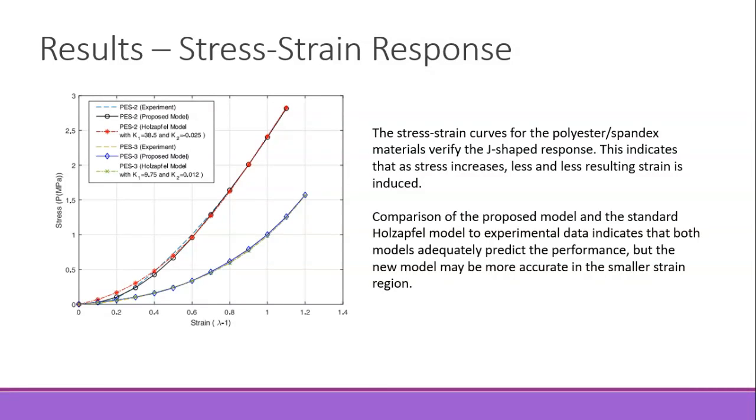So for the first material, the polyester spandex, you can see here that the proposed model that they derived definitely matches the laboratory experimental data. And the Holzapfel model also matches, but in the lower strain regions, you can see that the proposed model was actually much closer to the real-life data, which is important because many biomaterials actually function in this low strain mode. So having a more accurate model would allow for design of more accurate materials in that strain regime.